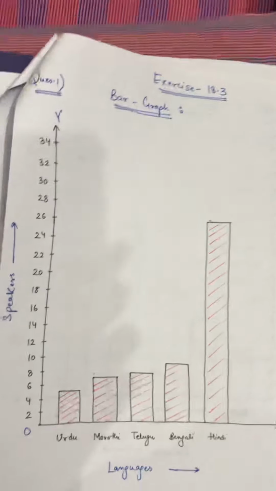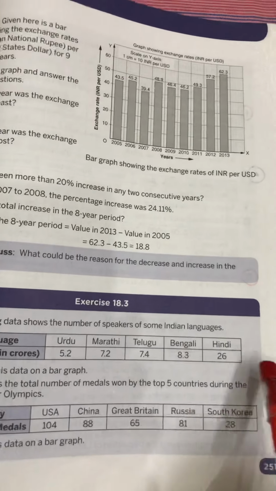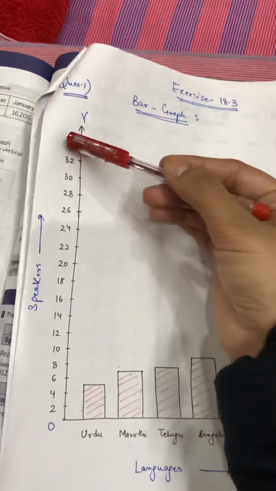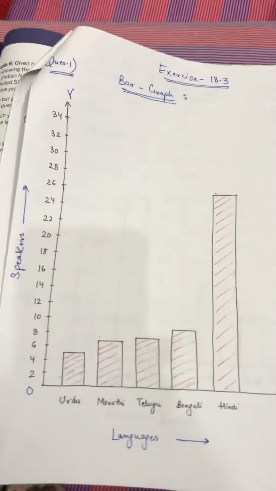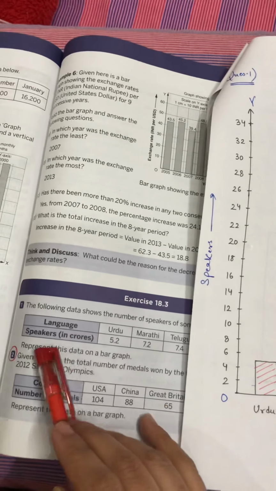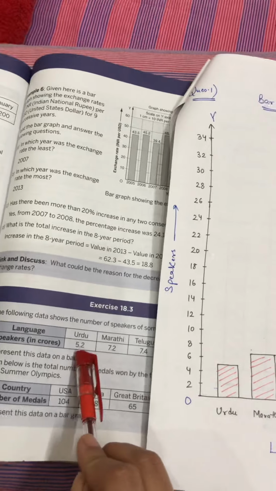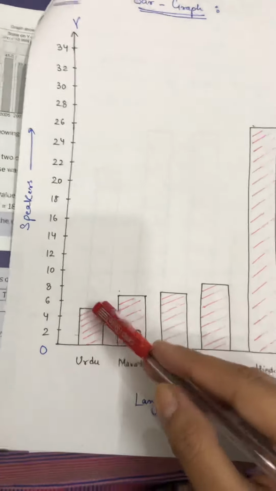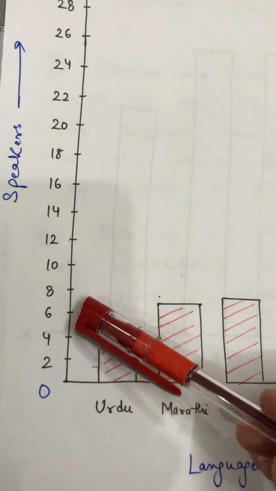Okay, so you have to see this is the data. Just see the largest number is 26. So you can take the fields up to 30, 34, 36 as per your choice. I have taken up to 34. So this is the first bar. This is language Urdu. For Urdu your bar will be up to 5.2. 5.2 means it will lie in between 4 and 6.